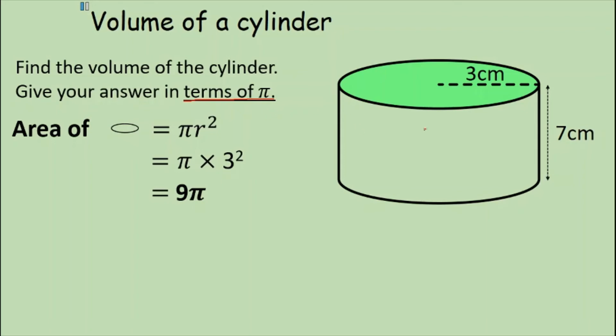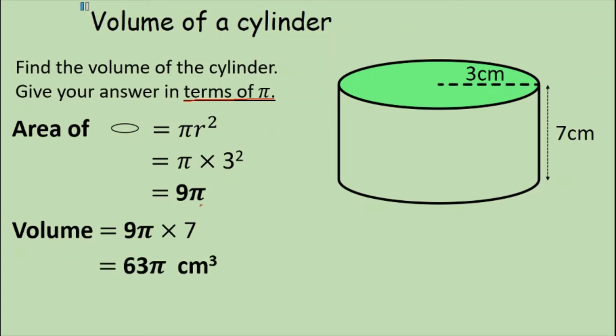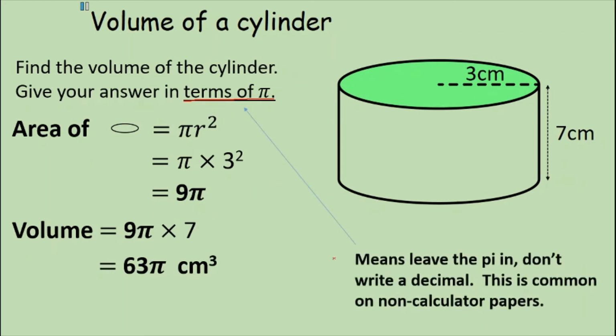Then we're going to take that answer, we're going to times it by our height. 9 pi times 7. Well, 7 9s are 63, 63 pi centimeters cubed. You don't need to write it as a decimal. Okay? It says specifically in terms of pi, which means this is a non-calculator type question. If it wanted a decimal place or it wanted significant figures, that's where you'd use your calculator.